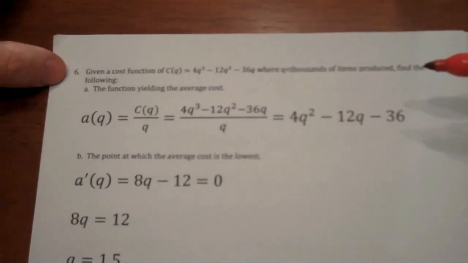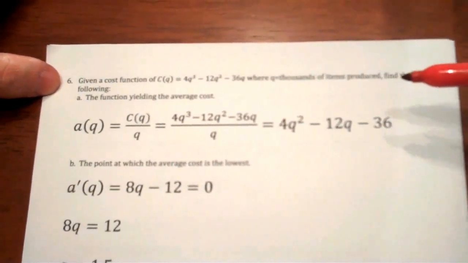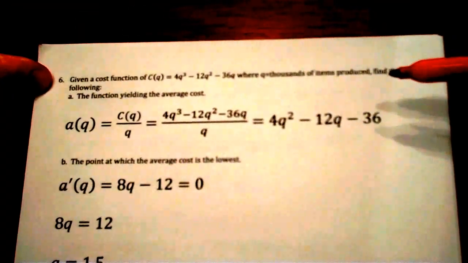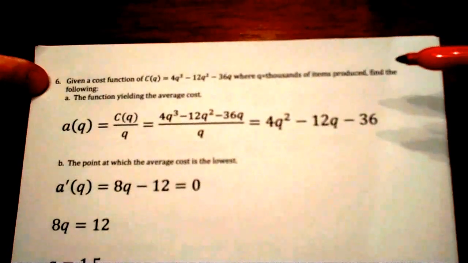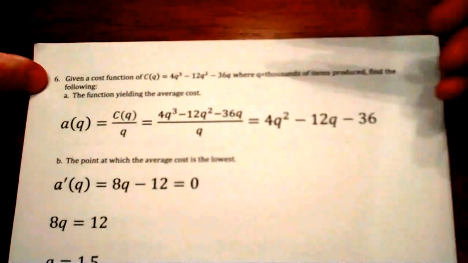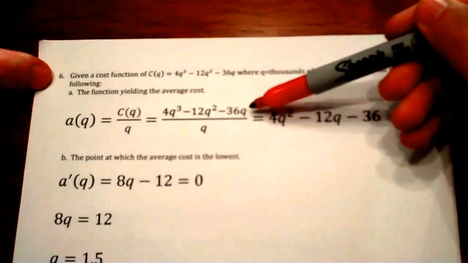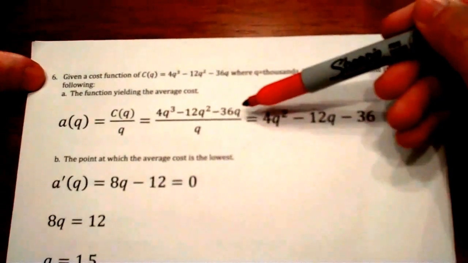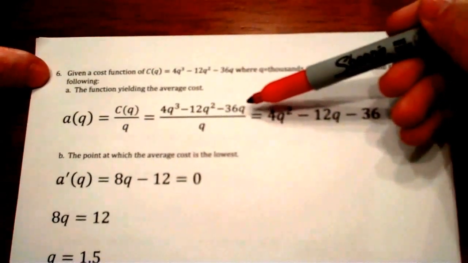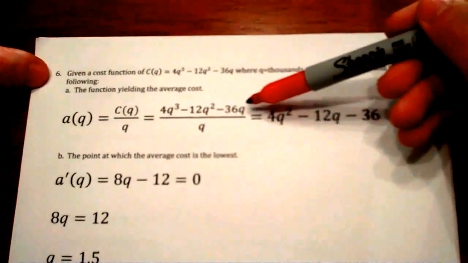I'd like to redo problem number 6 from section 4.4, the notes I gave you in class. In this case, I've given you a cost function. It's easier to see here in the large print, but the cost function is 4q cubed minus 12q squared minus 36q.